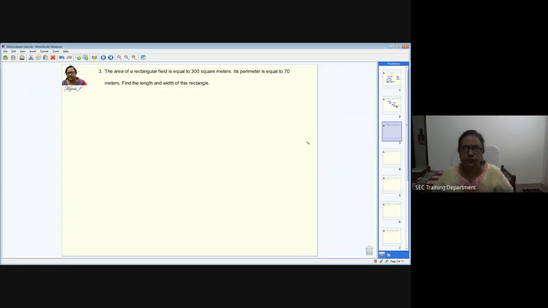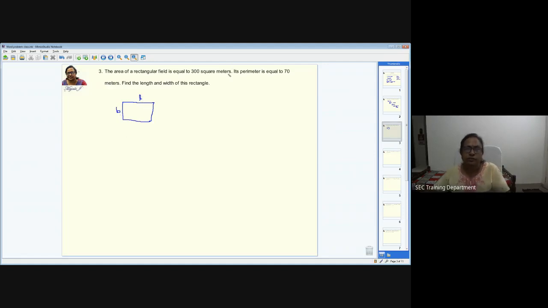Next problem. The area of a rectangular field is equal to 300 square meters. Its perimeter is equal to 70 meters, and find the length and width. So we are going to have this rectangle. In this rectangle, we are going to take length and width, and whatever the data are given, just fill that up. So this is length and width.